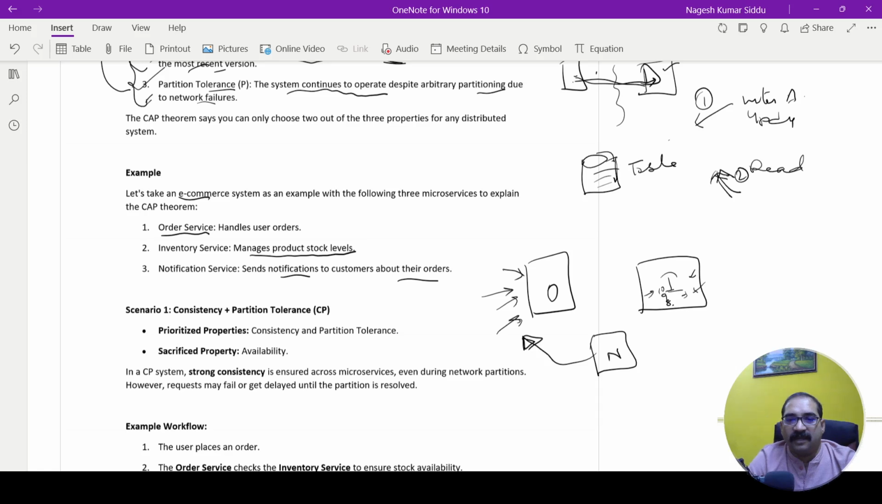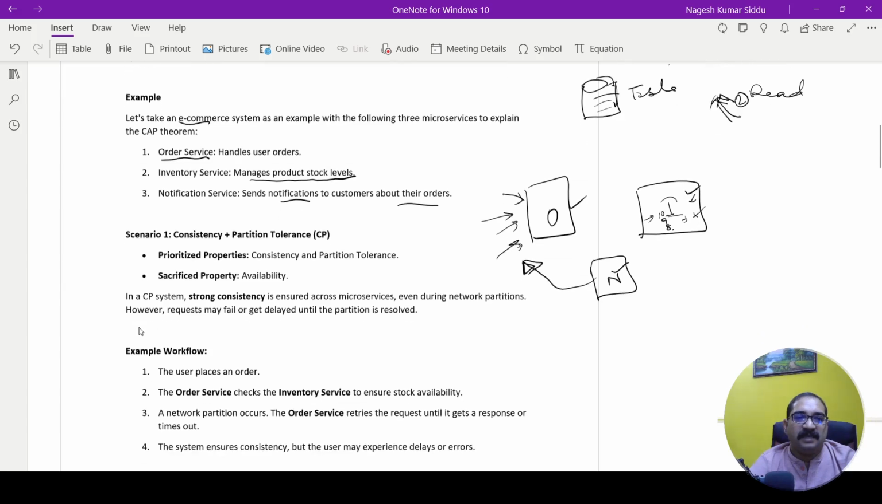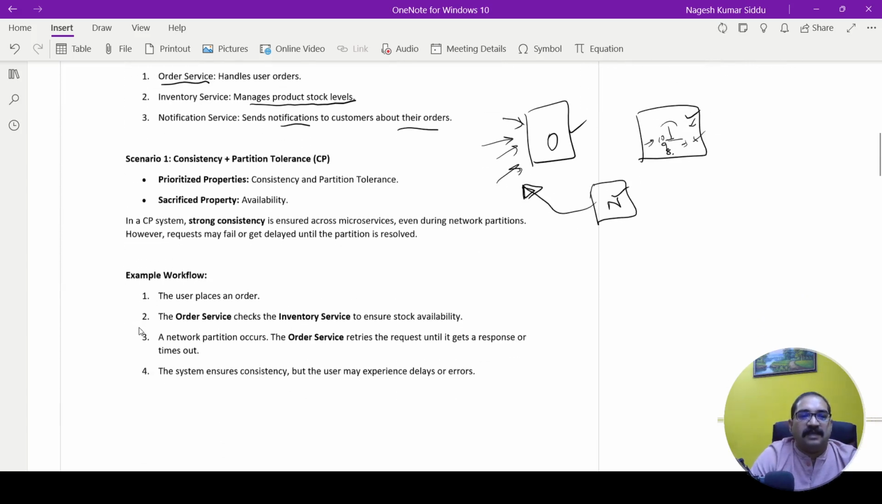In a real world application, there will be many microservices that handle this entire scenario, but for simplicity, let us take, there are three services: order service, inventory service, and notification service. Let me explain CAP theorem with these three. So as I mentioned, there are different scenarios. Let's take the first scenario, where consistency plus partition tolerance. That means we are sacrificing availability. C, A, P, we are taking a CP, and availability is compromised.